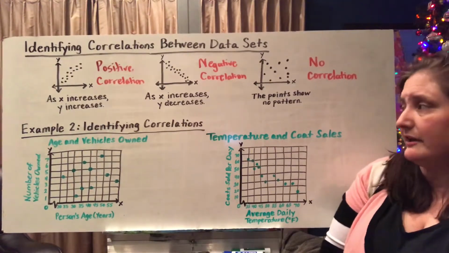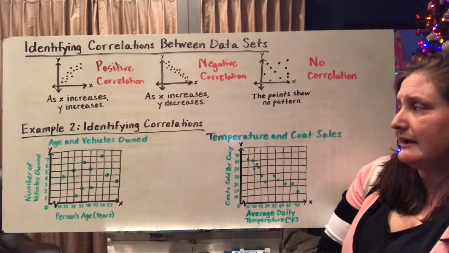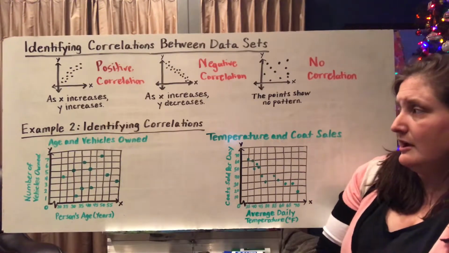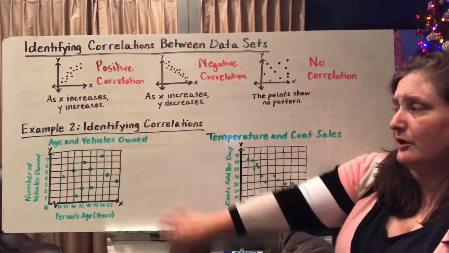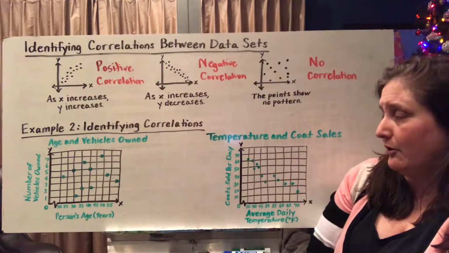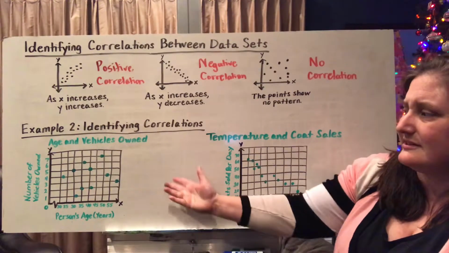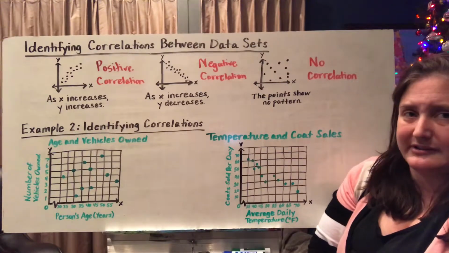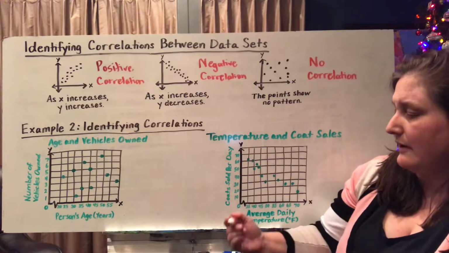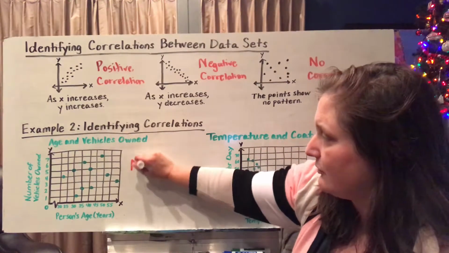So they're asking us to look at these graphs down here and identify any correlations. So here they interviewed people about what is your age and how many vehicles you've owned. And I kind of noticed the data is just all over the place. There isn't a definite trend here. So I would say we do not have a correlation here.